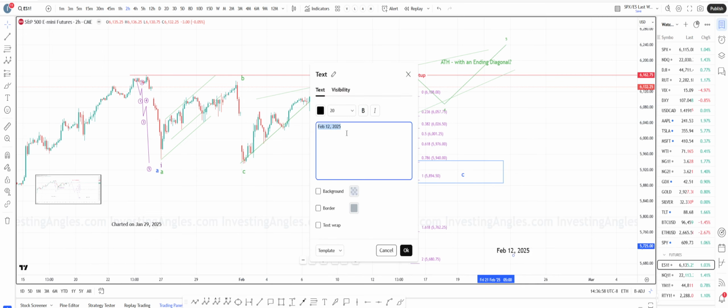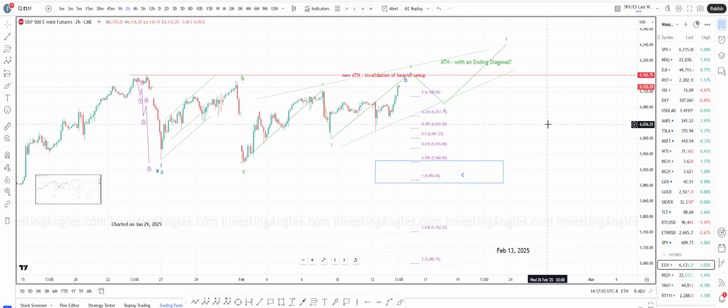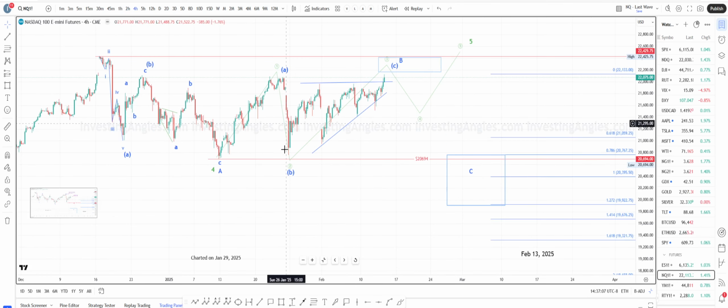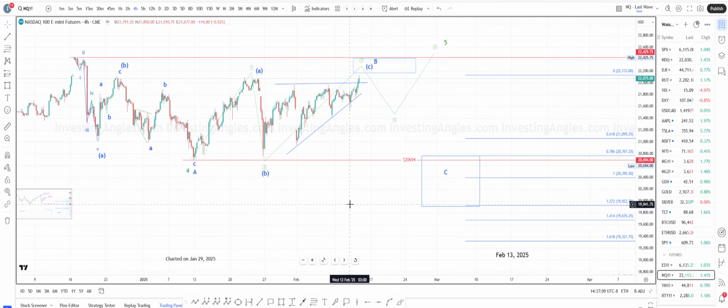Okay, let me change the date. Today is the 13th. And now let's have a look at Nasdaq. What we are seeing for Nasdaq is a fairly similar picture. Potentially Nasdaq formed wave A and is now forming wave B. I made a few minor changes, so I also scrapped the immediate move down because it's been invalidated. And now I'm looking for two potential paths.